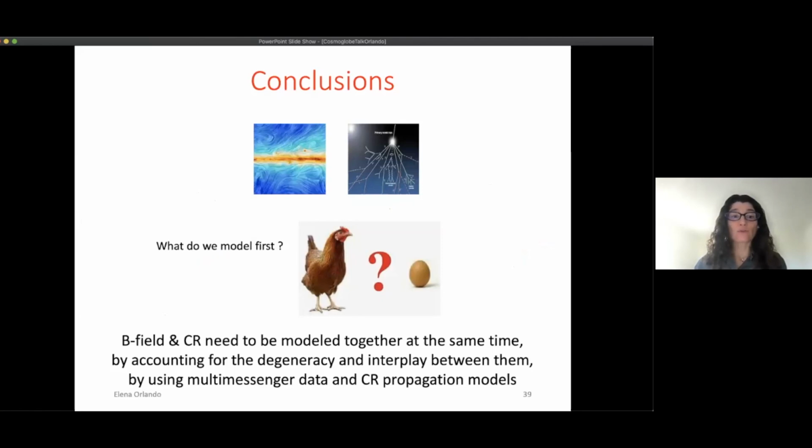So, to come back to our initial question, what do we model first, the magnetic field or the cosmic rays? Actually, the answer is that they need to be modeled together at the same time, in my view, by accounting for the degeneracy and the interplay between them, and also by using multi-messenger data and cosmic ray propagation models.